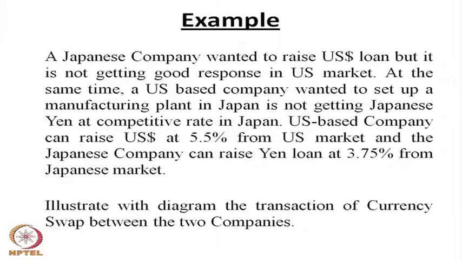US based company can raise US dollar at 5.5% from the US market, and the Japanese company can raise yen loan at 3.75% from the Japanese market. Illustrate with diagram the transaction of currency swap between two companies. Here the beneficial process is there, because two parties are involved, they have advantage in their own country, but they are at a disadvantage in each other's country. So, now they can go for a swap transaction.